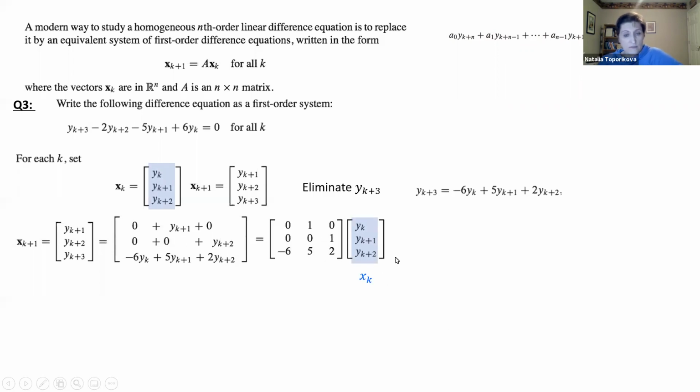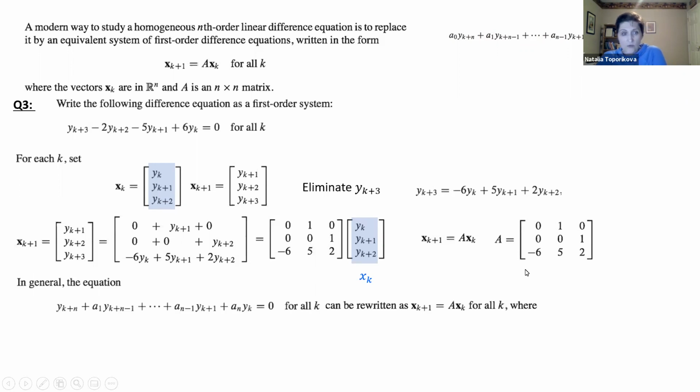What's an interesting fact? That's exactly the same vector as vector xk, which we started with. So look, we started with xk plus 1 and ended up with some kind of matrix times vector xk. And this is exactly what our first order equation is supposed to look like. So all we need to do is summarize our matrix, say that its name is A, and move on.